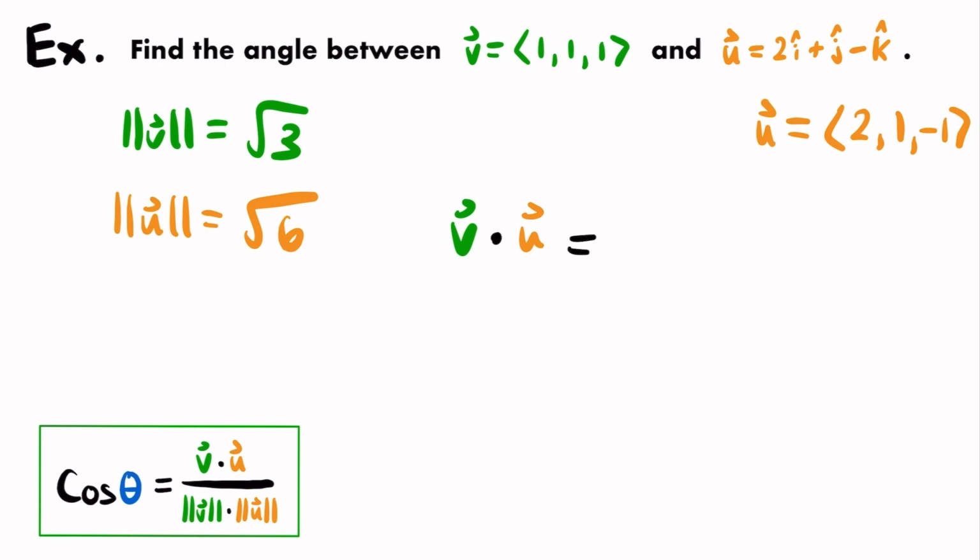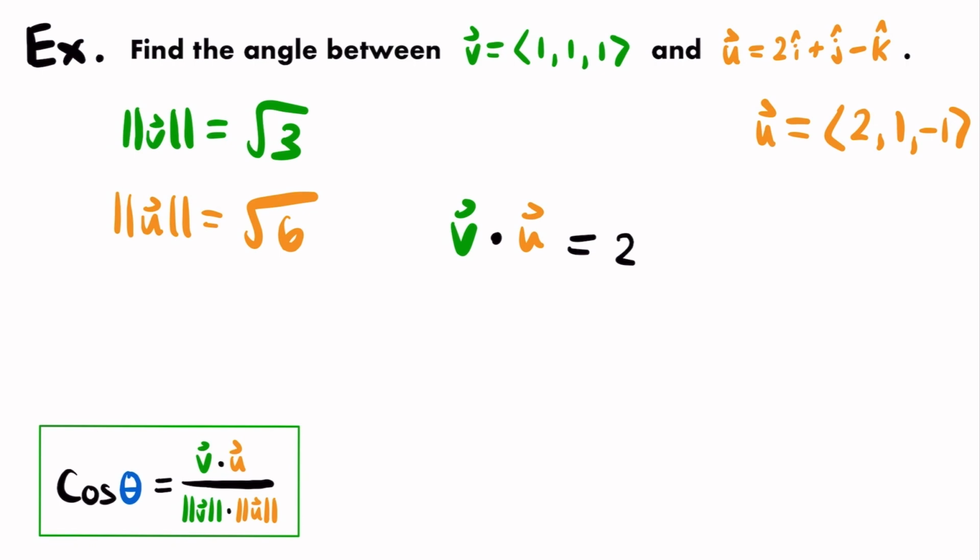And remember, the dot product is equal to the sum of the product of the corresponding components. So we're going to find the product of the x components, then add that to the product of the y components, and then add that to the product of the z components. So we'll have 1 times 2, which is 2. So we'll have 2 plus 1 times 1, which is 1. So we have 2 plus 1. And then we'll add that to 1 times negative 1, which is negative 1. 1 and negative 1 will cancel out, and so that leaves us with a dot product of 2.